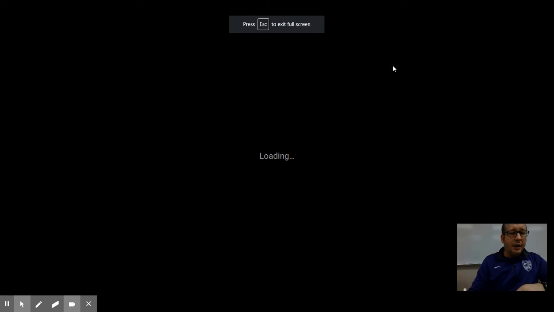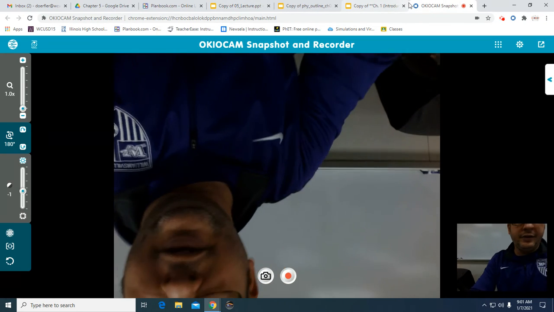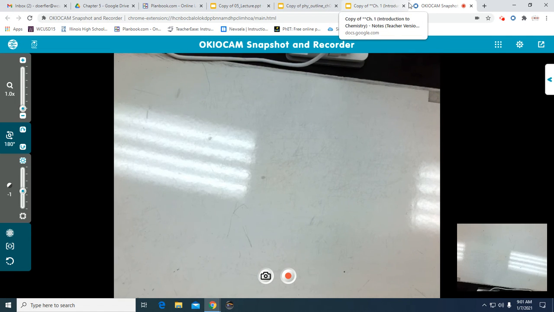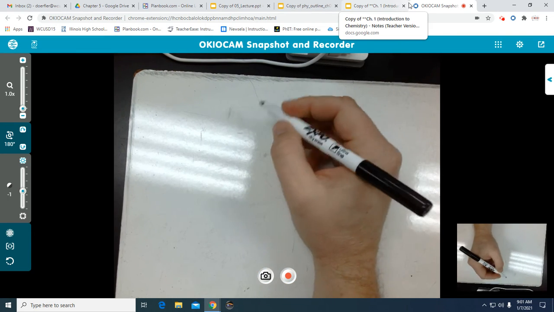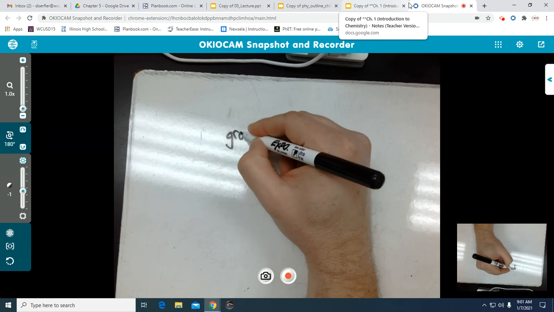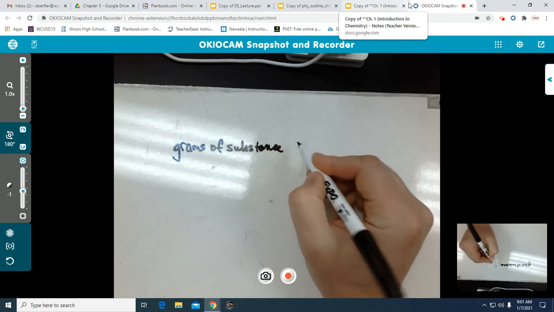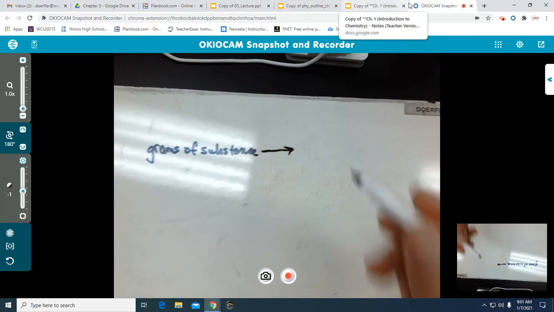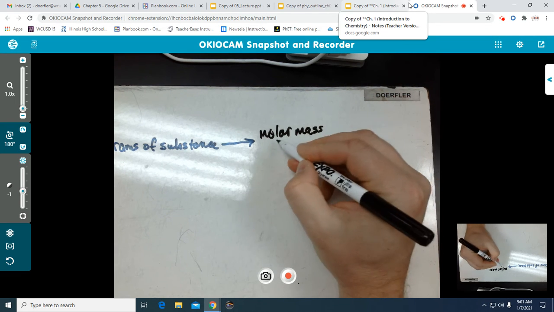first thing you want to do is write your given. This is where I want you to write down this flow chart. So first thing you're going to do is write down your grams, your given. This is your flow chart you're going to use for these types of problems. So you're going to have grams of substance. You will then go to the next step and you'll use the molar mass of substance.